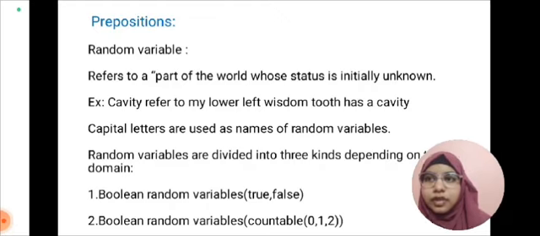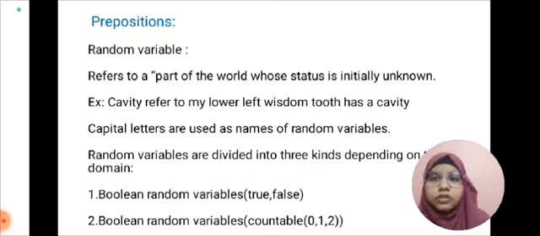Propositions. Random variable refers to a part of the world whose status is initially unknown. Example, cavity refers to my lower left wisdom tooth has a cavity. Capital letters are used as names of random variables. Random variables can be divided into 3 kinds depending on the domain. First, Boolean random variables, that is true, false, and second, discrete random variables countable in 0, 1, 2.